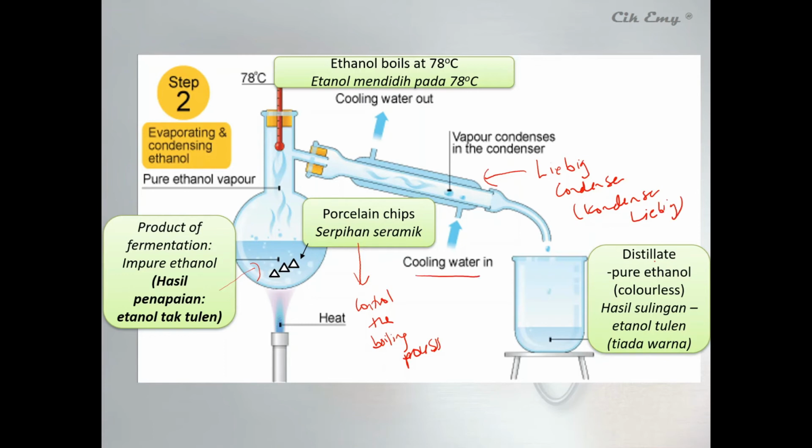And then awak ada cooling water in and out. So ingat, anak panah dia mesti betul. Air masuk daripada bawah, air keluar di bahagian atas. Okay, kenapa air masuk daripada bawah bukan daripada atas? So that the water will always fill in the Liebig condenser. Supaya air ni sentiasa penuh. Kalau awak letak pipe tu masuk daripada atas, air tu tak penuh-penuh lah. Okay, air sentiasa penuh.